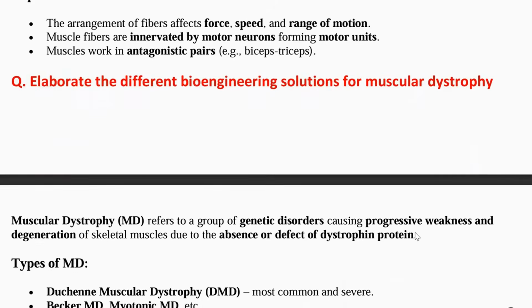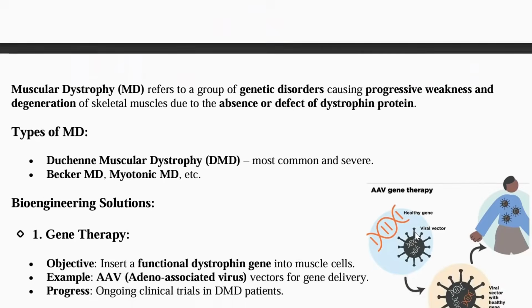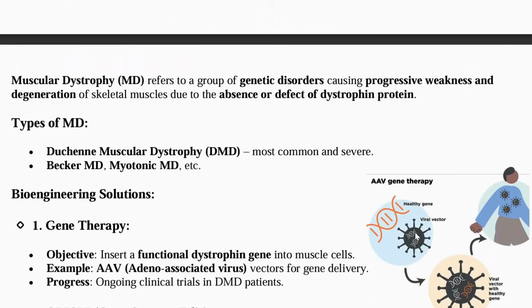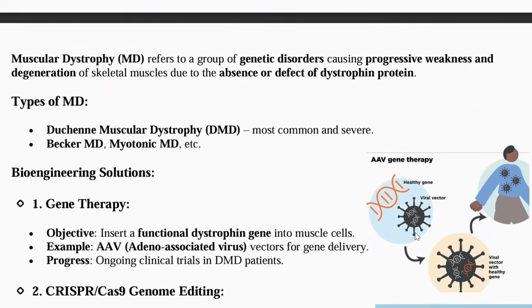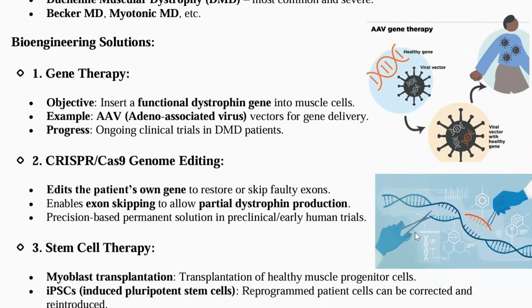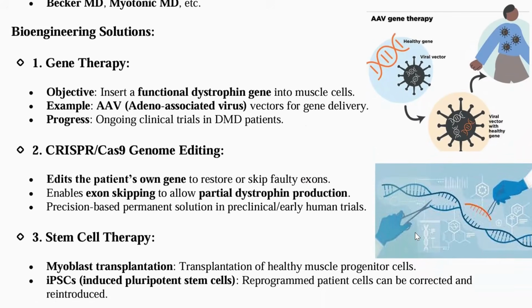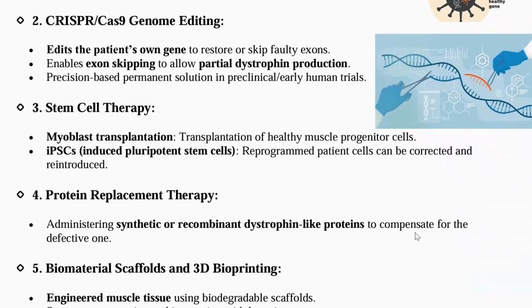Next question, elaborate the different engineering solutions for muscular dystrophy. Muscular dystrophy refers to a group of genetic disorders causing progressive weakness and degeneration of the skeletal muscles due to the absence or defect of dystrophin protein. What are the engineering solutions? Firstly gene therapy, where we insert a functional dystrophin gene into the muscle. Second one is CRISPR, a gene editing where we edit the patient's own gene to restore it or to skip the faulty exons.